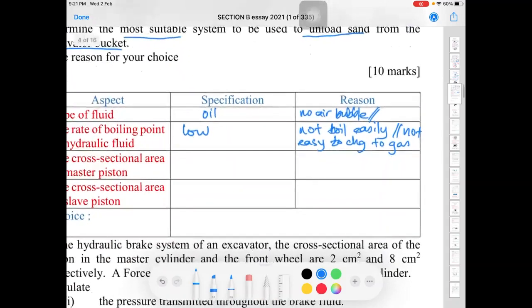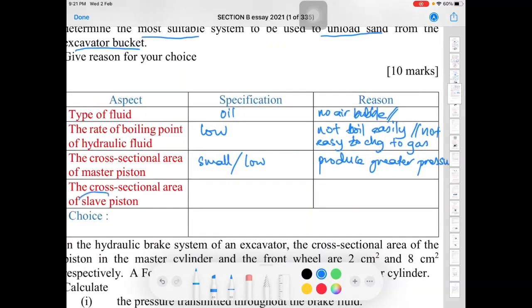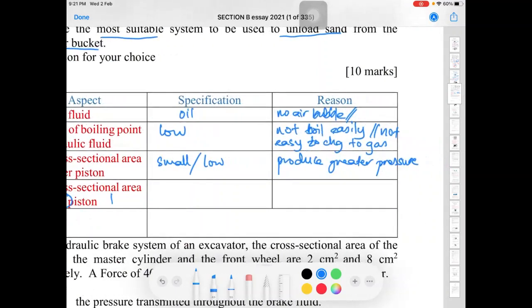Okay. Okay, the next one. Cross-sectional area of the master piston. You want it small. Okay, small. You can write small or you can write low also. Because you want to produce greater pressure. Okay, so sorry, that is the master piston. So for your slave piston now, you want a big slave piston because F equals PA. So you want a big area, or you can also write greater. Okay, to produce greater force.